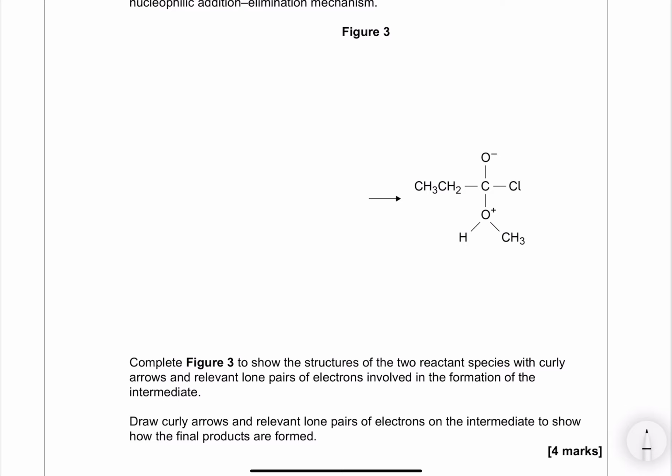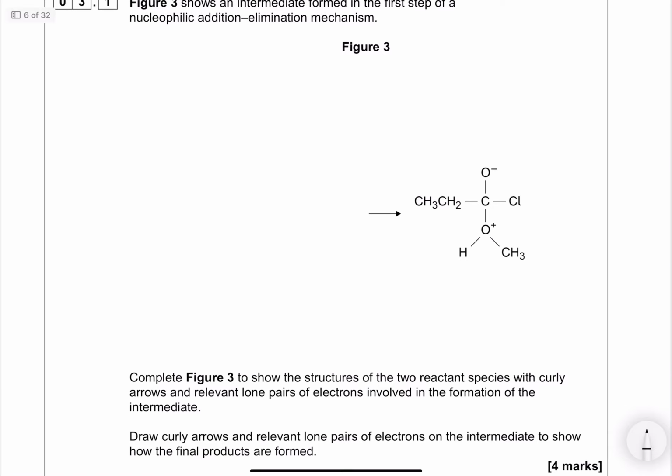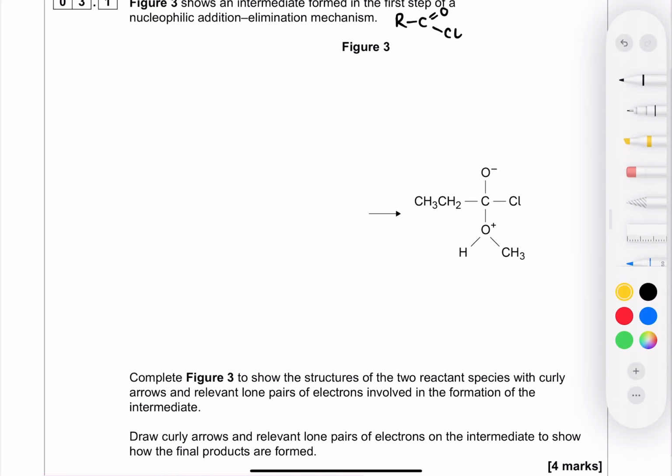So we've been given some clues. We've been told it's nucleophilic addition elimination, which we know happens to acyl chlorides. So I'm going to do some highlighting, and you wouldn't be able to do this in the exam, but it's just to show you what I'm doing. So we need to find the part of our structure that looks like the acyl chloride. So here is the C. This would have had the double bond O, and then the Cl would have been here.